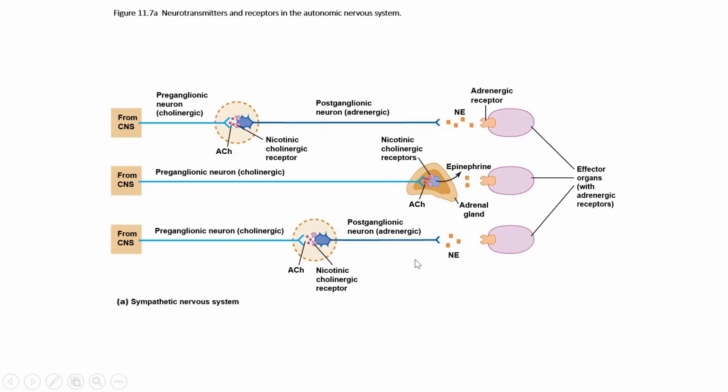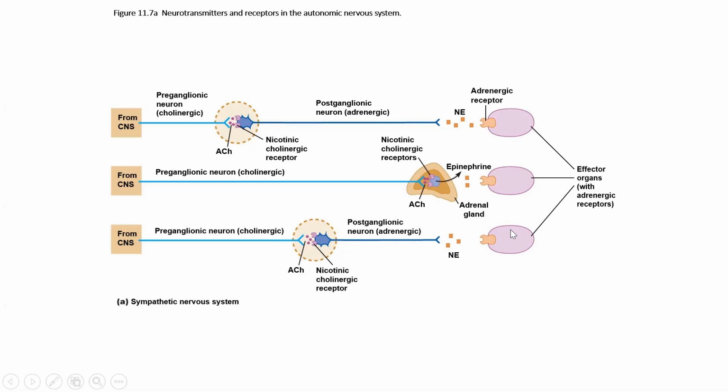Our third route of communication, a preganglionic neuron, also cholinergic, also releasing acetylcholine, binding onto a cholinergic receptor on the postganglionic neuron, right? This is how we relay that synaptic message or communication. And then that postganglionic neuron also releases norepinephrine, which will bind to an adrenergic receptor on the effector tissue, okay? The only difference between this and the first one is that this ganglia is a part of the sympathetic chain. This ganglia is a collateral ganglia, so it's not a part of the sympathetic chain.